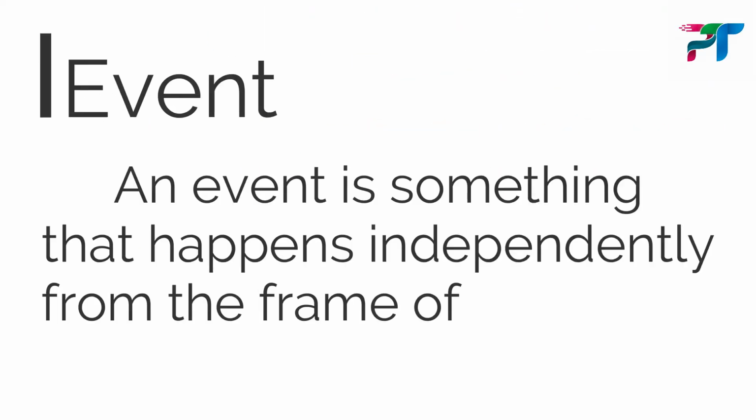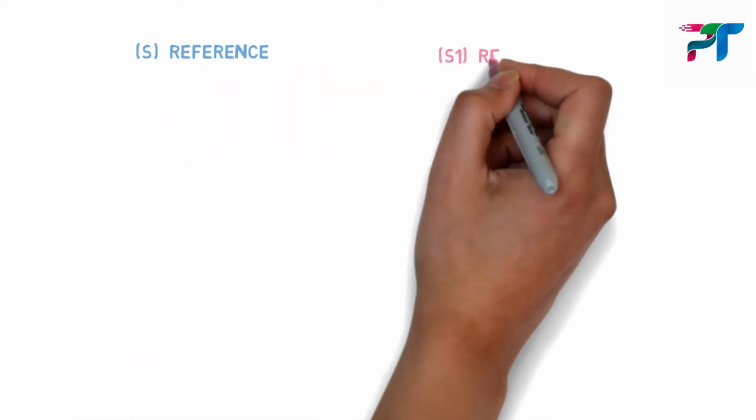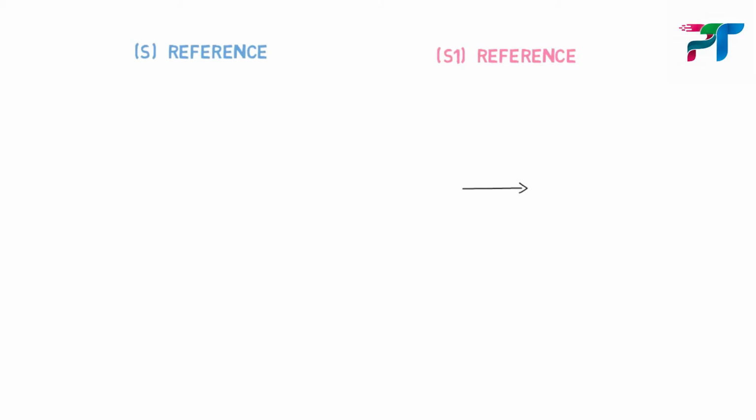Let us begin by considering the physical event. An event is something that happens independently from the frame of reference. Now let us consider two frames of reference, S reference and S1 reference. S reference being at rest and S1 reference moving with a constant velocity v with respect to S reference.